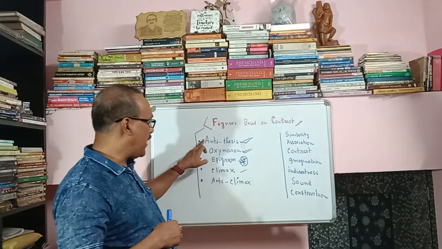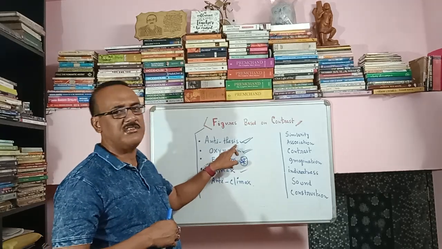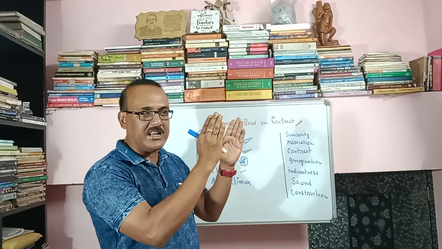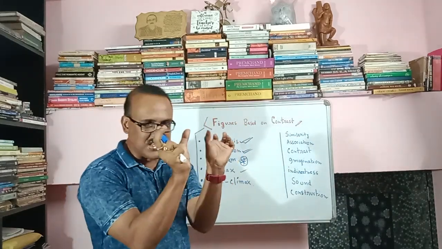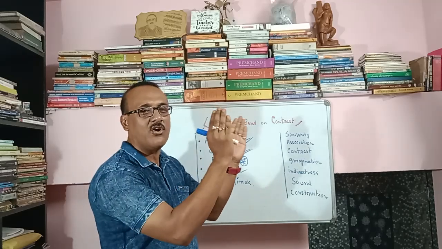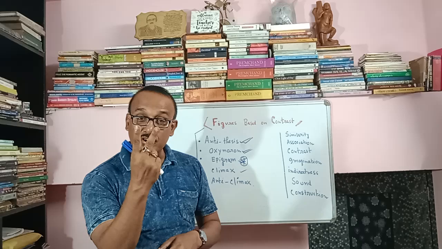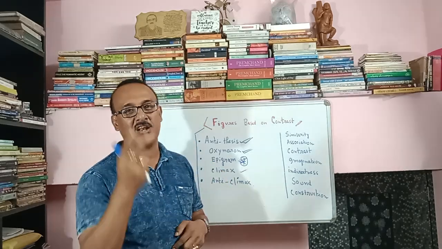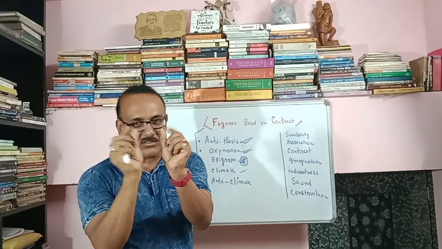So all these are the five figures of speech based on contrast. Antithesis, in which we see two contrasted ideas: united we stand, divided we fall. Two contrasted ideas are juxtaposed. Art is long, life is short. Then we come to oxymoron. Two contradictory words, not ideas, are juxtaposed side by side: all its aching joys are no more.